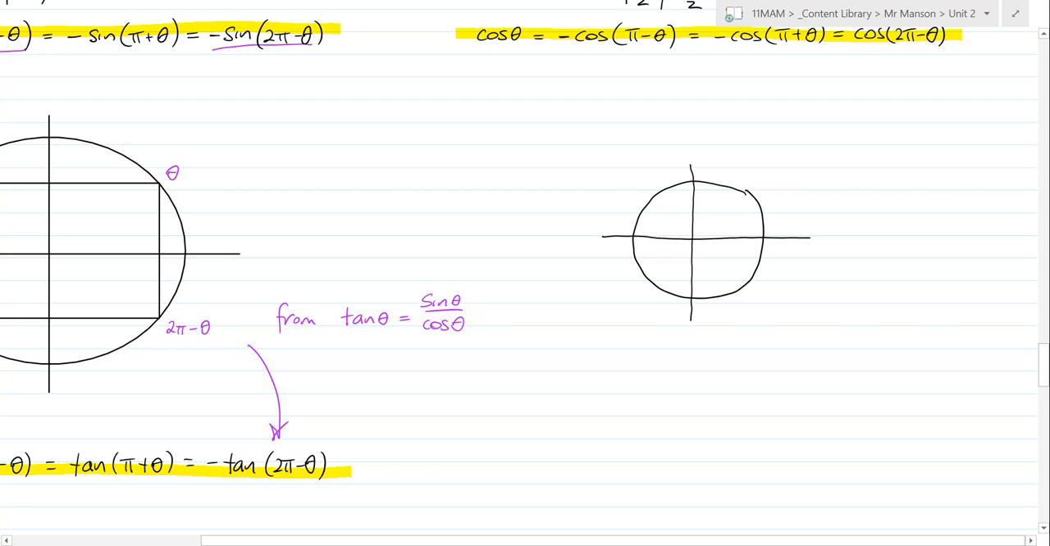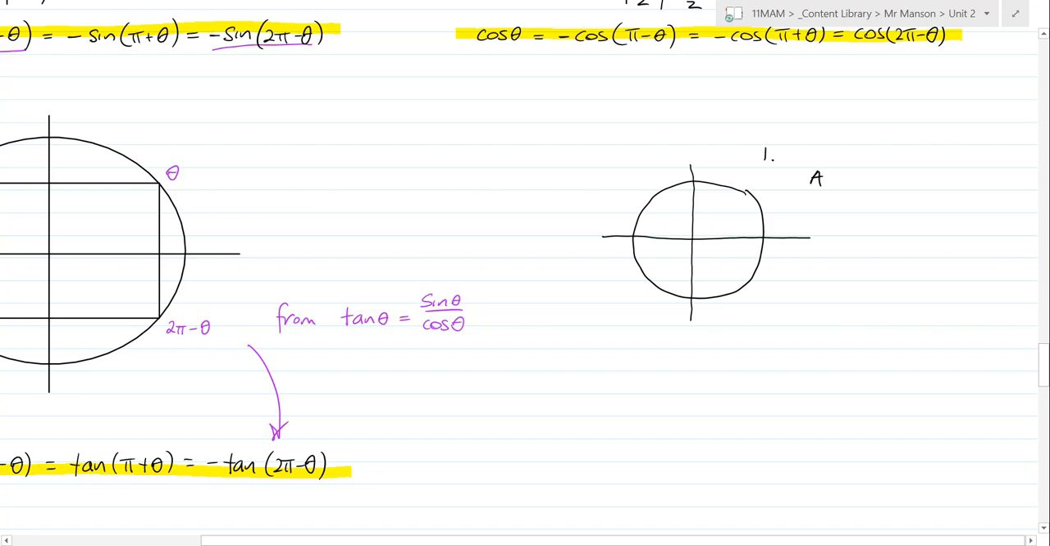This is the one major downside of the video, that I can't remove it so easily. So in this one, in quadrant 1, which of them are positive? Tan, sine, cos? All of them. So we call this the A quadrant because they're all positive.